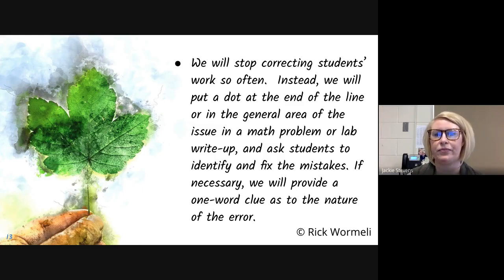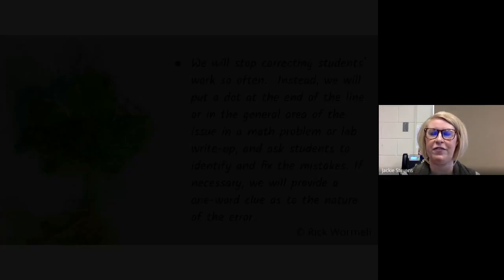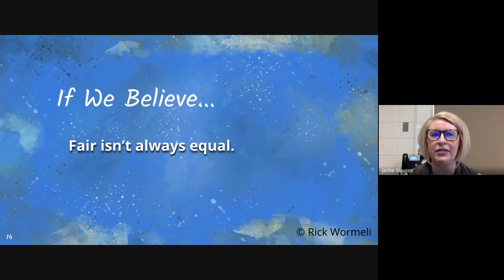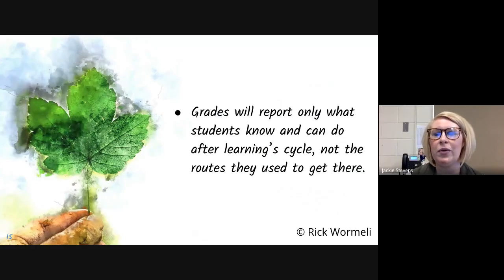All right, our third of our 5 belief statements: if we believe that fair isn't always equal, and I think most of us can agree with that one, so fair isn't always equal, we will make sure that our grades report only what students know and can do after the learning cycle, not the routes they use to get there.